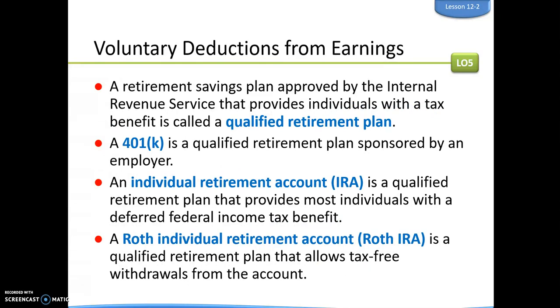There are voluntary deductions from your earnings. A retirement savings plan approved by the Internal Revenue Service that provides individuals with a tax benefit is called a qualified retirement plan. A 401k is a qualified retirement plan sponsored by an employer. An individual retirement account is a qualified retirement plan that provides most individuals with a deferred federal income tax benefit. A Roth individual retirement account, Roth IRA, is a qualified retirement plan that allows tax-free withdrawals from the account.